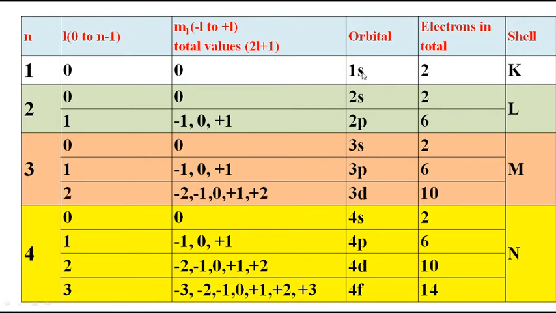So the K shell can have 1s. Next, the L shell can have 2s and 2p. The M shell can have 3s, 3p, 3d. The N shell can have 4s, 4p, 4d and 4f. Next coming to the orientations, the magnetic quantum number. So you can name the orbital using the principal quantum number and the orbital quantum number.